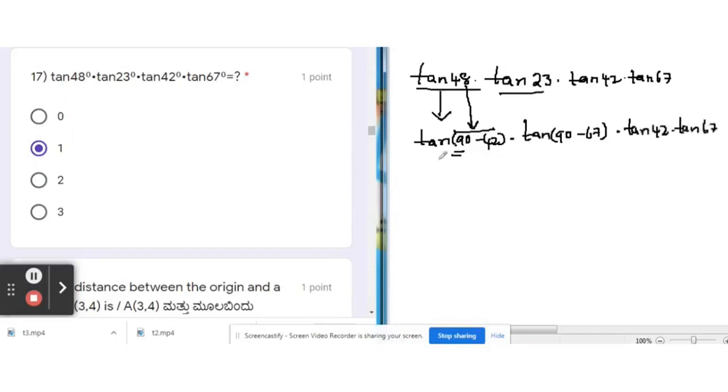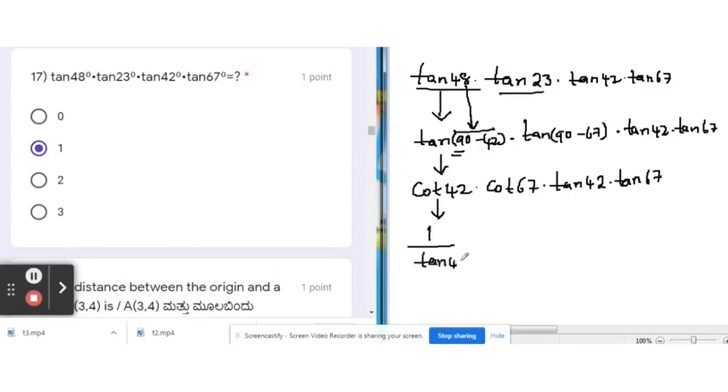So just now I told tan(90 minus theta) will become cot theta. So tan(90 minus 42) will become cot 42, tan(90 minus 67) will become cot 67, and the remaining tan 42 and tan 67 I will write as it is. What is the reciprocal of cot, students? Cot reciprocal is tan, 1 by tan. So cot 42 can be written as 1 by tan 42. Cot 67 I will be writing as 1 by tan 67. I will write tan 42 and tan 67 as it is.